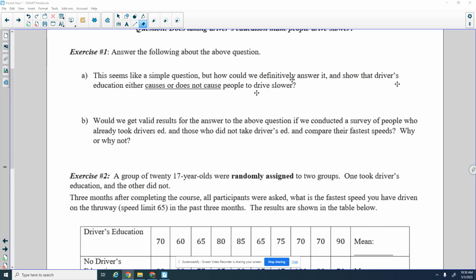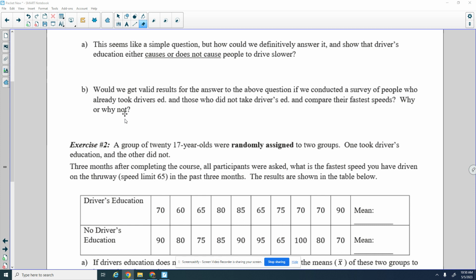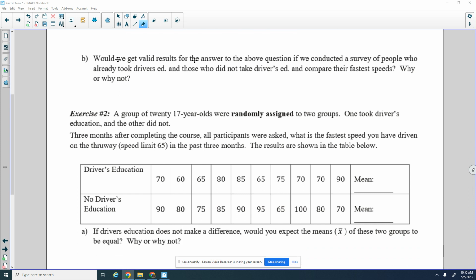So this is something to think about. In class, we'll be talking about it, and it's just a problem to solve, and it's a problem that's related to statistics. So here, after you think about that for a little while, here is the second question. Would we get valid results for the answer to the above question if we conducted a survey of people who already took driver's ed and those who did not take driver's ed and compare their fastest speeds?